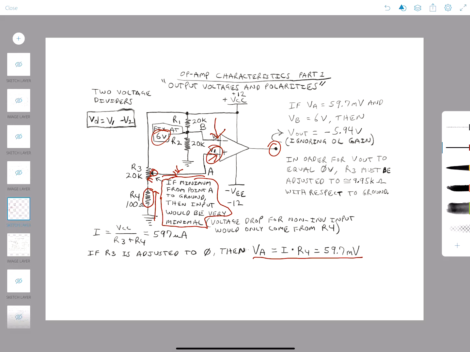Okay, it's getting a little confusing here, but let me back out of this. So we know now what we have at the non-inverting leg coming into our op amp. So let me back out a little bit here.